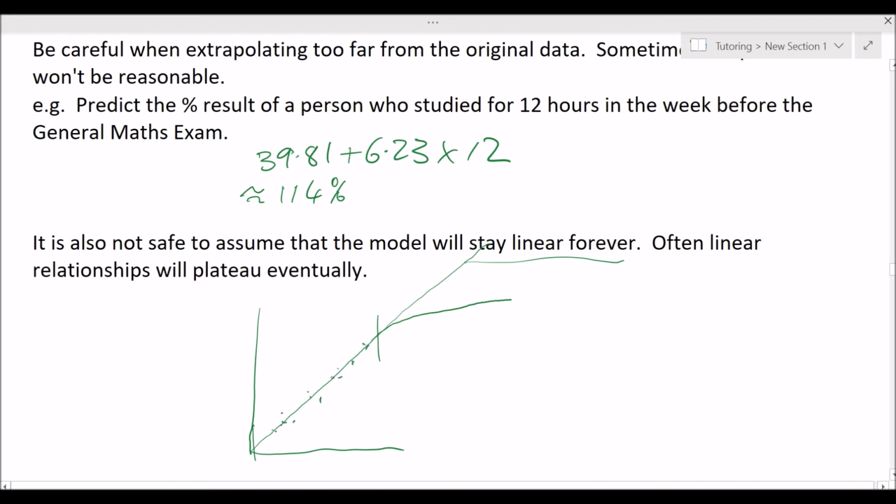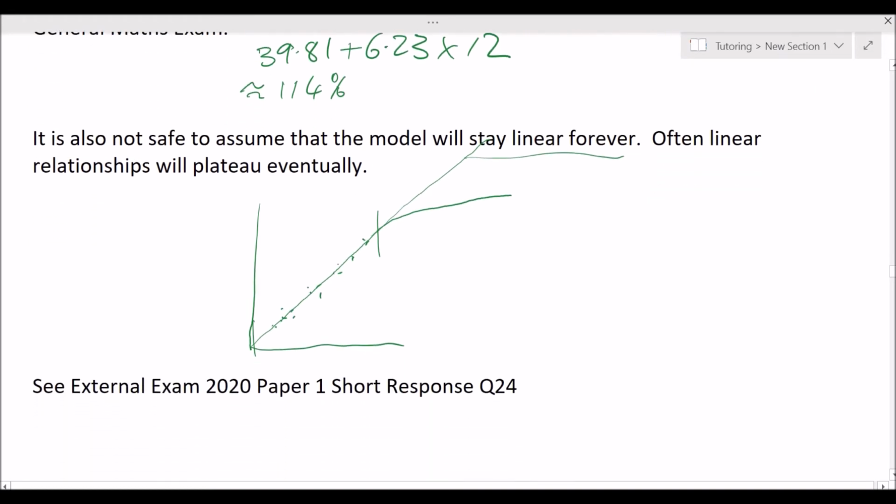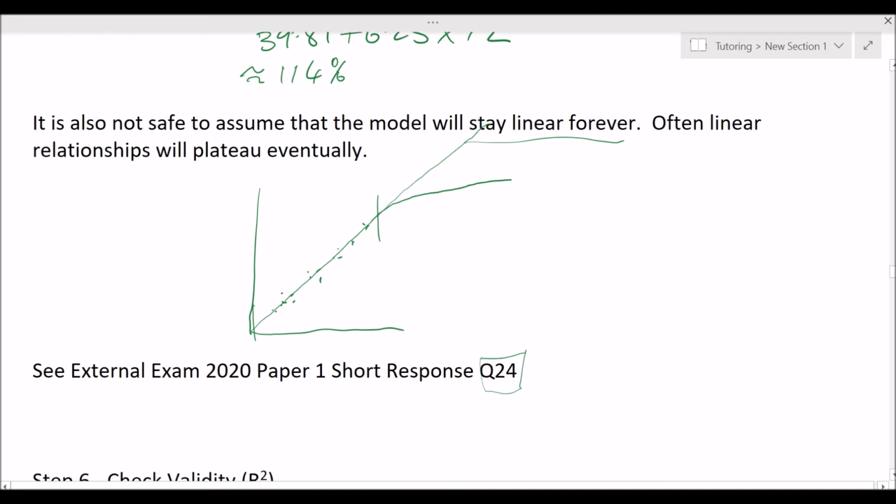Let's say your original data is in here. For an example of this, go take a peek at the external exam from 2020 in the Paper 1 short response section. Question 24 has an excellent version of this.